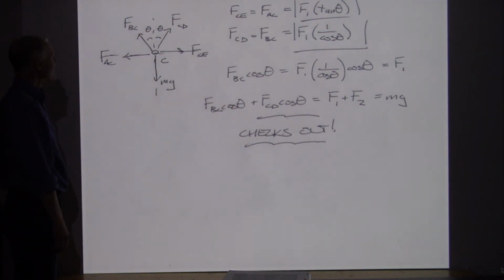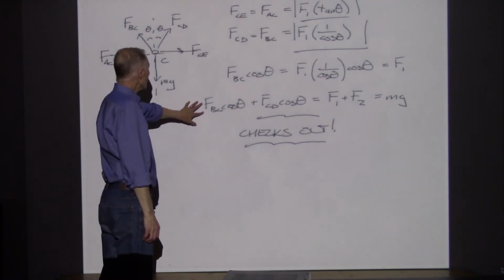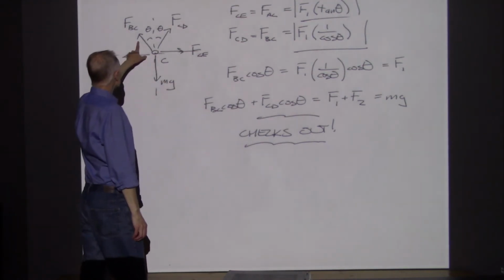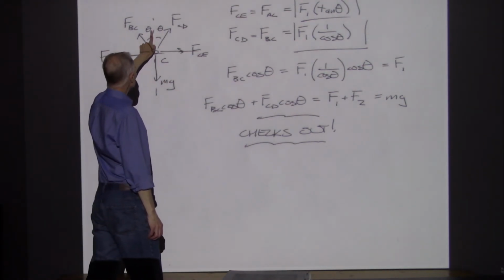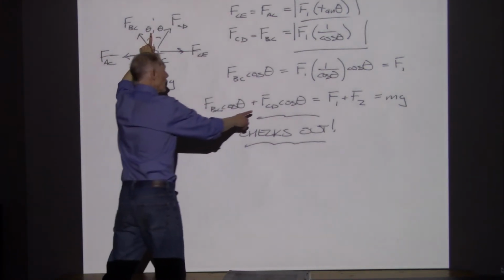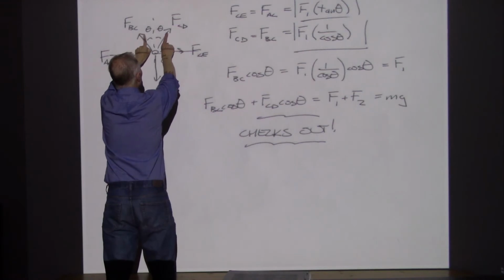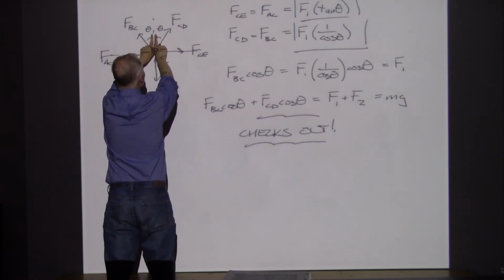And then I think that's it. We have solved for all of these is equal to F1. So let's take a look and see what we've got here now. So FBC, that's this one here, its vertical component needs to offset mg along with FCD. So we've got these two, and their vertical components need to match.